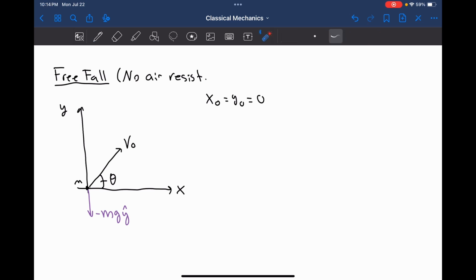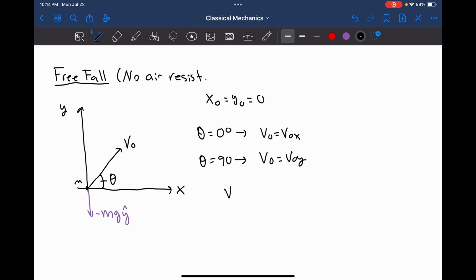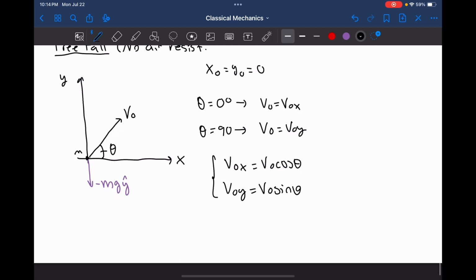We can use our special angles to determine what these are. Now if theta were 0 degrees, then v0 is going to lie entirely along the x direction. So v0 would be v0 in the x direction. And if theta were 90 degrees, then v0 would be entirely along the y direction. So v0 is v0 in the y direction. So this tells us that v0 in the x direction is equal to v0 cosine of theta. And v0 in the y direction is v0 sine of theta. Make sure you're comfortable with that.